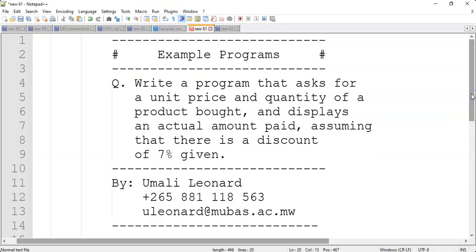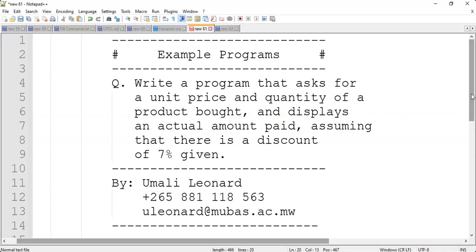Welcome again. We are continuing with our example of purchasing something. So we know the unit price and we know the quantity, the number of items we want to buy. And in this case, we have modified our example somehow in such a way that now, apart from getting unit price and the quantity, and of course having a discount rate of 7%, we have made it in such a way that the output will not be two things as before. We are now just looking at output to be actual amount paid.